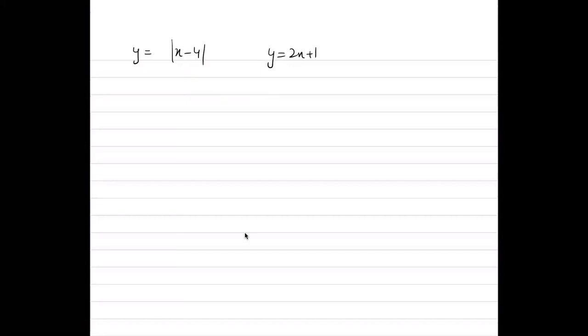However, if I give you this equation, where you have y equals to mod of x minus 4 and y equals to 2x plus 1, and you are asked to sketch the two equations on the same graph, how would you do it? First of all, you are going to draw the graph of mod of x minus 4. The x-intercept is going to be x equals to 4 over here.